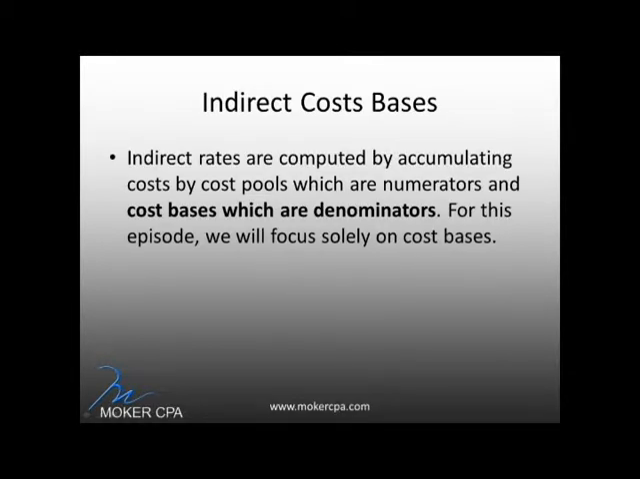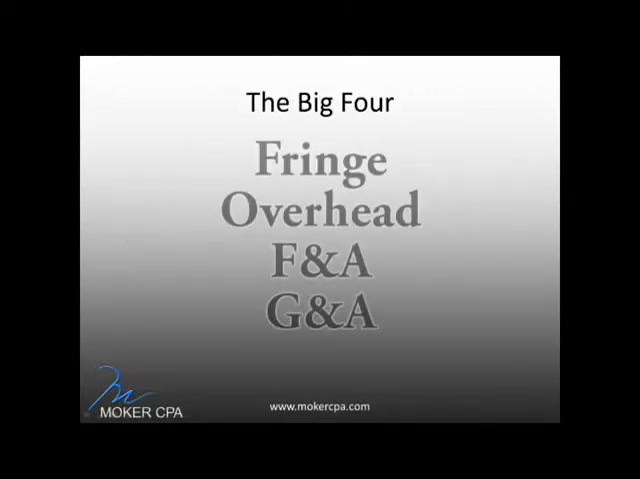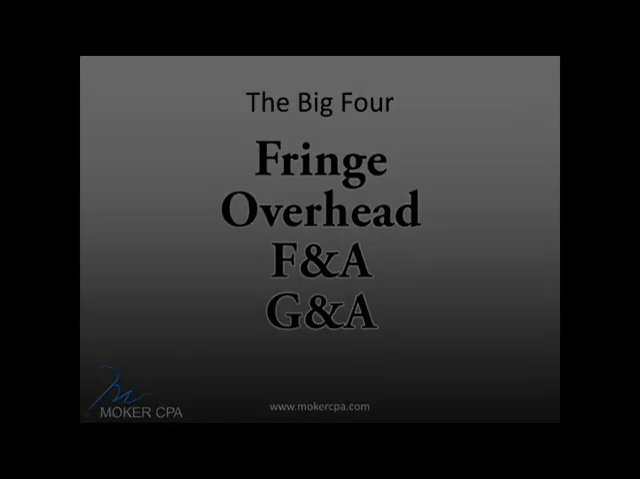Indirect rates are computed by accumulating costs by cost pools, which are numerators, and cost bases, which are denominators. For this episode, we will focus on the denominator, or the cost basis. Indirect rates typically consist of fringe, overhead, F&A, and G&A rates. While there are different types of rate structures, this episode will focus on the big four.